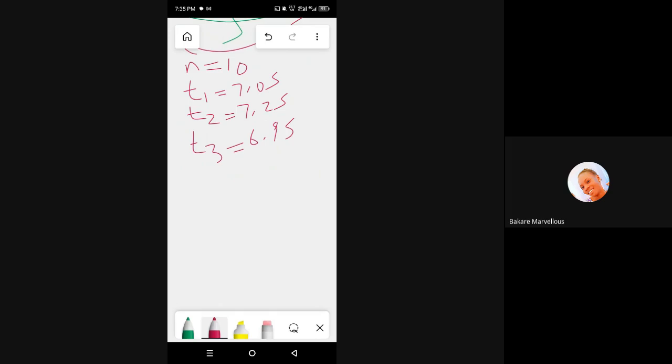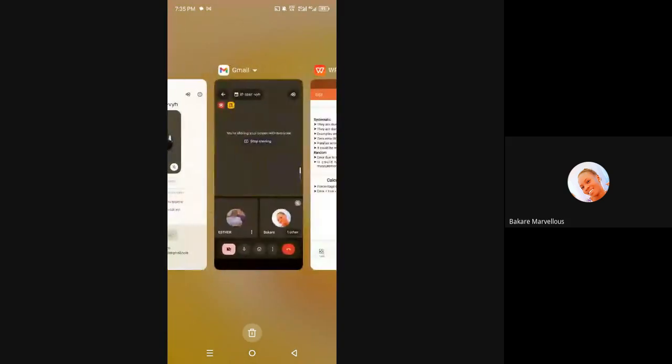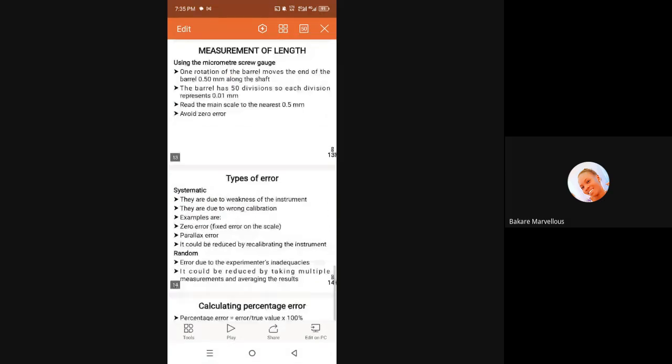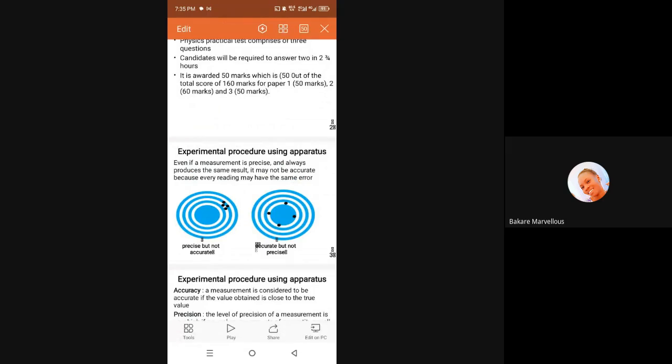I think it's precise. Why do you think it's precise? Because all of them, when approximated, will still give 7. Very good. If you approximate the three of them, it will still give 7. So that is precision. So that is precise. Do you remember I explained that yesterday? When values are very close together, that's precision. Is that clear, or should I explain again? It's clear, sir.